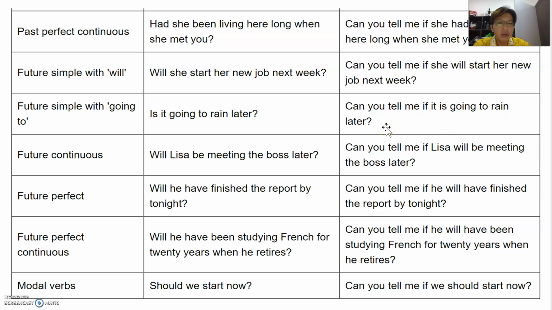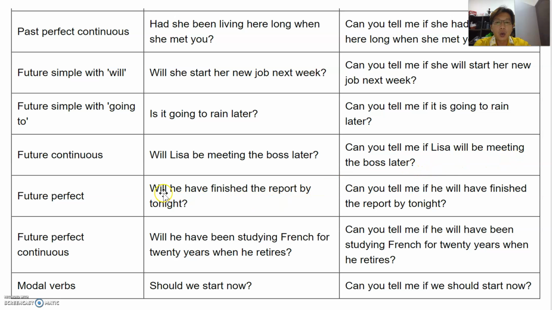Is that clear enough? Okay, we try another. Will Lisa be meeting the boss later? The order, will Lisa, we change the order to Lisa will. Can you tell me if Lisa will be meeting the boss later?